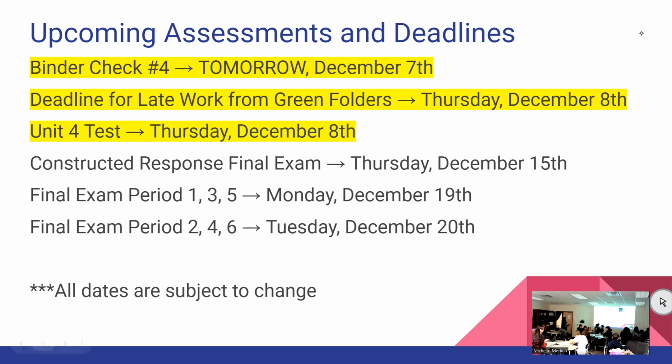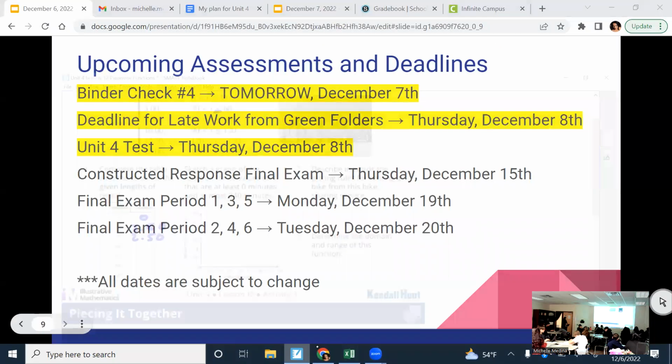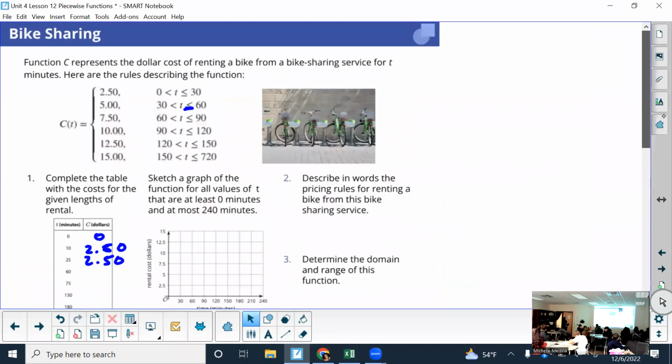All right, so moving on to example 2 from yesterday. We might have gotten farther, but let's just pretend for the sake of the video that we didn't. So example 2 on your note. Function C represents the dollar cost of renting a bike from a bike sharing service for t minutes. And here are the rules describing the function. Let's complete the table together if we haven't already.